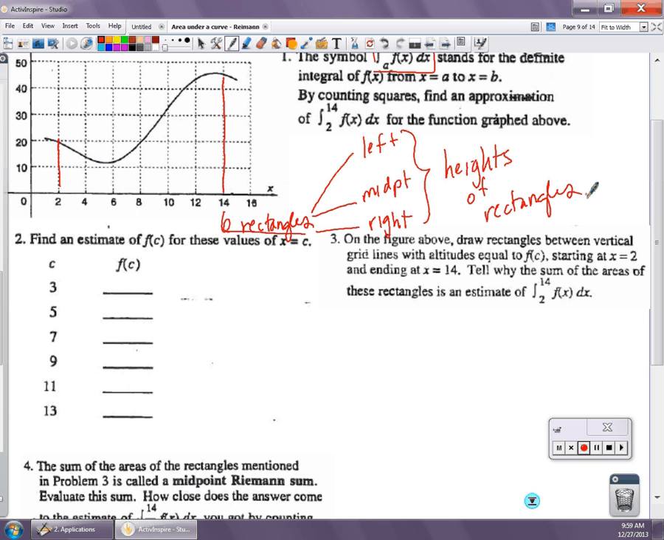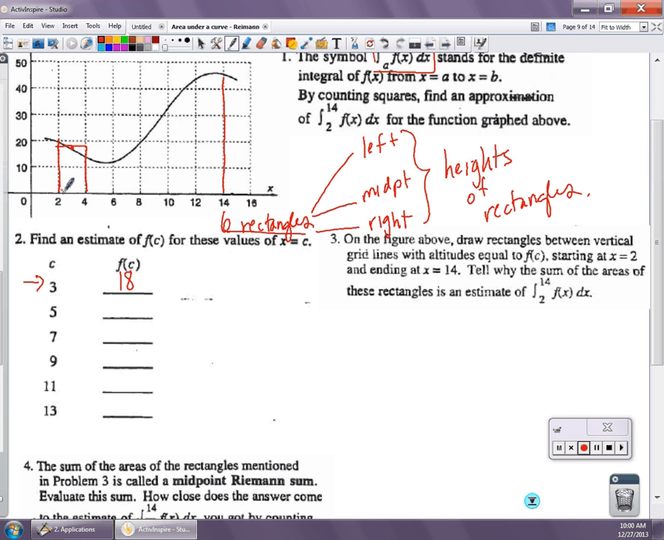So in this case, if we're going to put in 6 rectangles, notice that if you look at x equal to 3, the y value, the output is about, let's call it, I don't know, 18, could be 19. So they're telling me that the first rectangle is going to be a midpoint approximation, and it's going to be that tall. Remember what I just said is that it's the approximation, whether it's left, midpoint, or right, that determines the height of the rectangle.